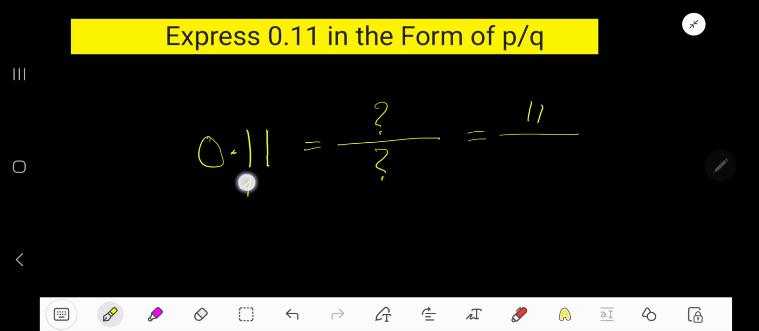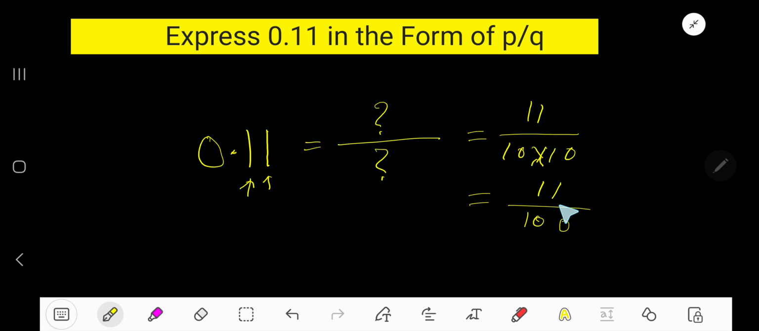And for denominator, for every digit after decimal, you have to consider 10. So 2 digits, we have to write 10 twice as multiplication, of course. Now look, 11 over 10 times 10, 100.